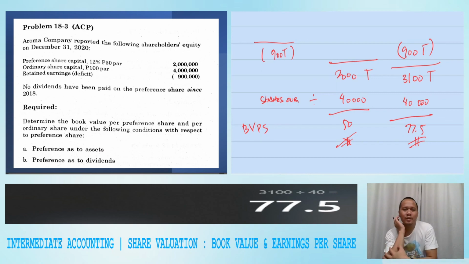Actually, the book value per share is fairly easy. Yun nga lang, we need to familiarize the type of preference, how we allocate, and most importantly, we need to familiarize the computation of the outstanding shares. So later on, as we go on with the topic, I will give you examples or exercises on medyo higher level, no? But as of now, stick muna tayo sa basic. So this is the basics of book value per share.